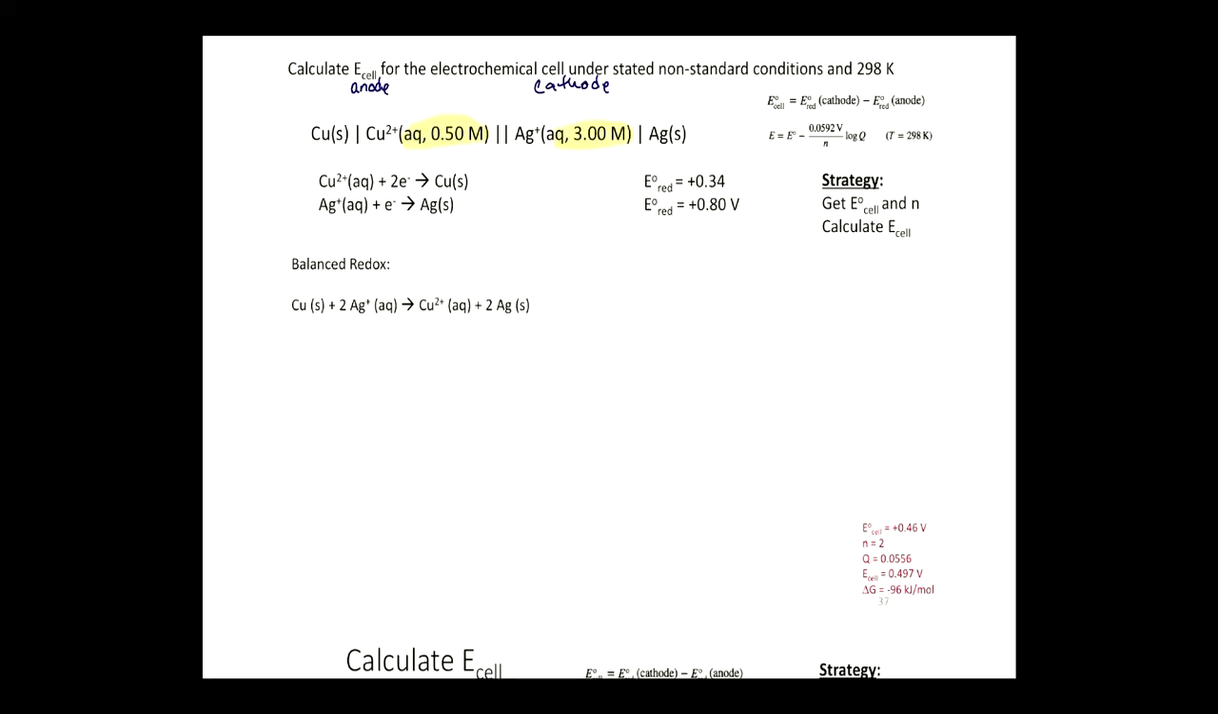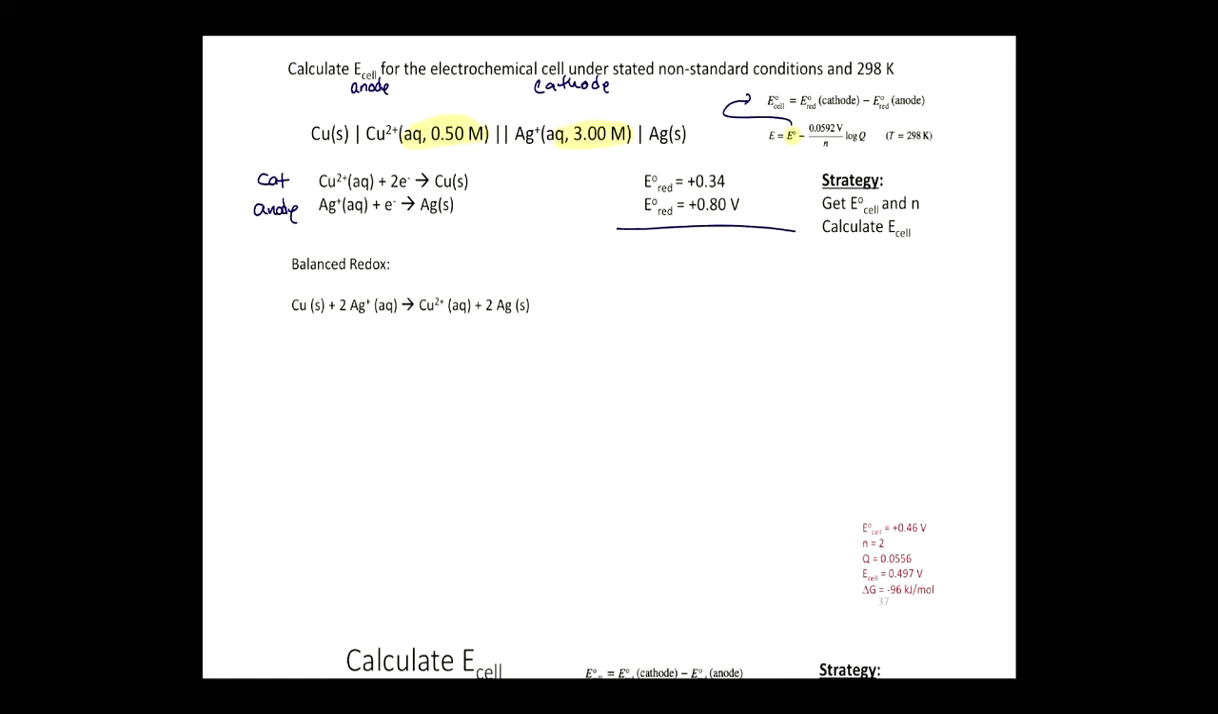So that means we have to use the Nernst equation and calculate Q. But remember, with this Nernst equation, we still need the value of this redox reaction at standard conditions, so we still have to do cathode minus anode, but we can't stop there. We still have to account for Q. So if we look at this, copper is my cathode, silver is my anode. I can tell that from the line notation here, all right?